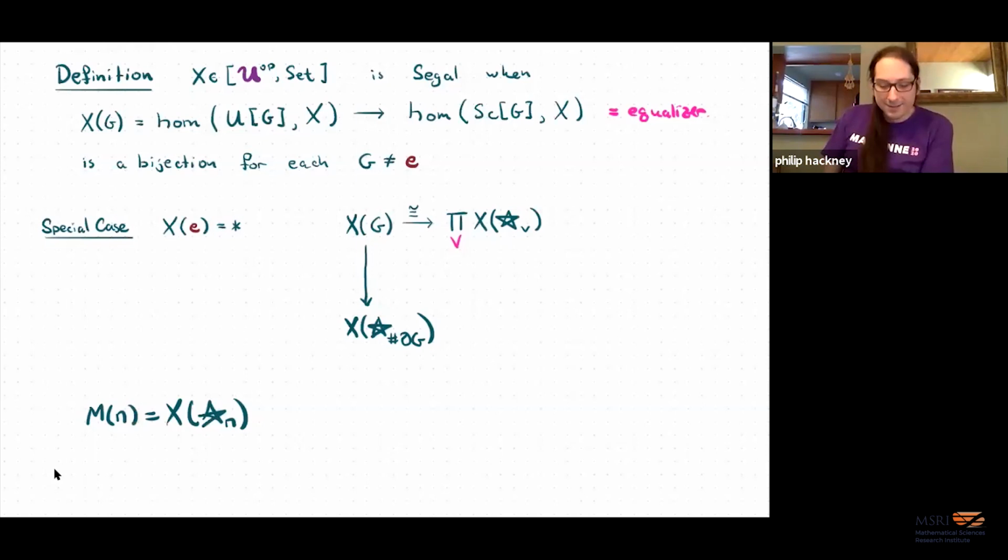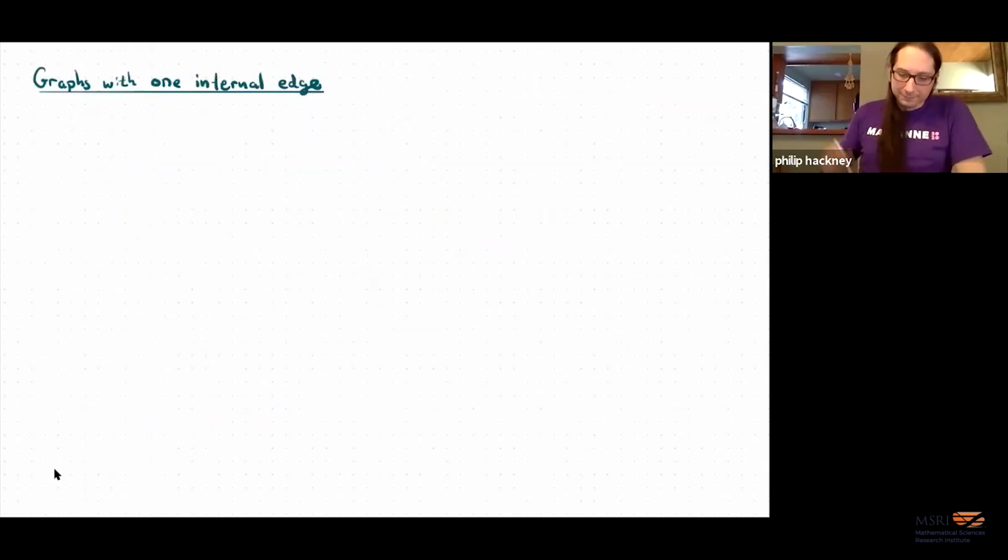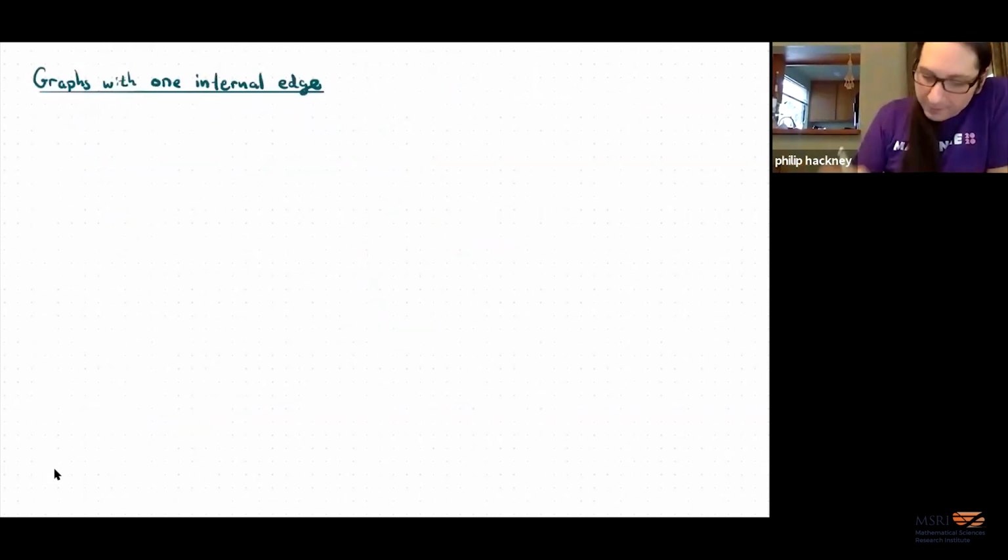And this should define us some kind of modular operad. So let's look at how this goes in small graphs. If I look at graphs with one internal edge, maybe I'll just draw a couple pictures. So here's a graph with one internal edge. Here's another graph with one internal edge.